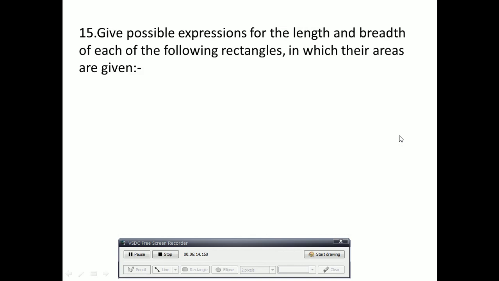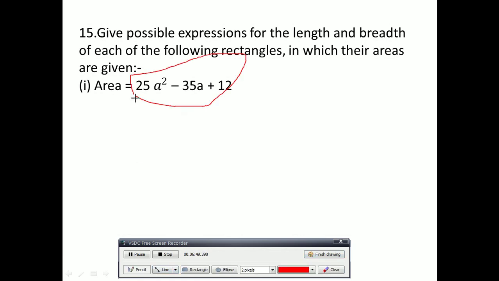What is our question? Give possible expressions for the length and breadth of each of the following rectangles in which their areas are given. Students, we have been given the area in the form of an algebraic expression. And what is the area? 25a square minus 35a plus 12. Students, we have to identify the possible values of length and breadth, because we know the area of a rectangle is length into breadth. So how can we convert this into length into breadth?